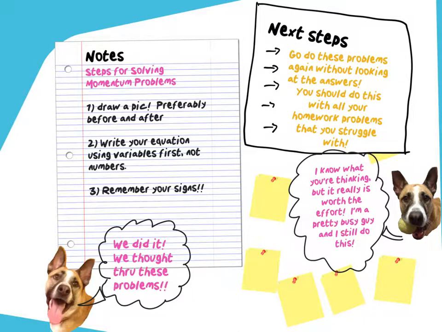In the meantime, I really, really urge you to draw a picture. If you could draw a before and after picture, the better that is. Write your equation. You know that if there's no external forces, then you could write the initial momentum is equal to the final momentum. Add up the momentum of all the objects in your system. All right, and don't forget your signs. If something is going backwards or going to the left, it is negative.